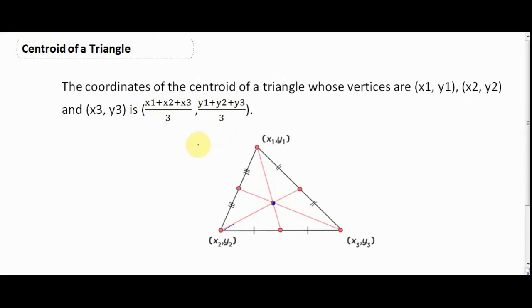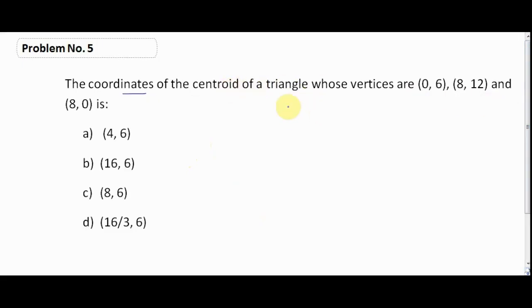Okay, so let's make use of this equation to calculate the centroid of the triangle given in this problem. The vertices are (0, 6), (8, 12) and (8, 0). So the x coordinate of the centroid will be 0 plus 8 plus 8 divided by 3, which is 8 plus 8, 16, divided by 3. The x coordinate value will be 16 divided by 3.